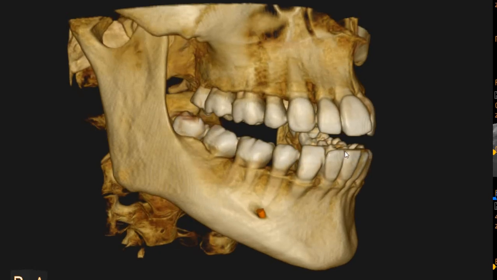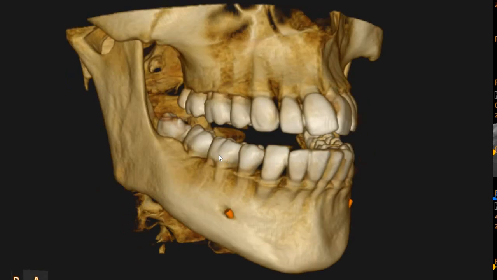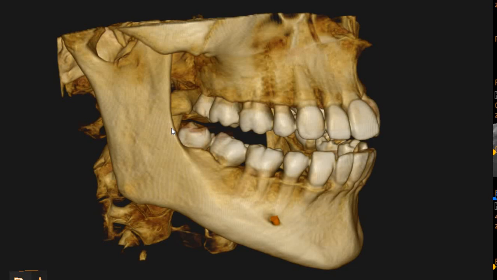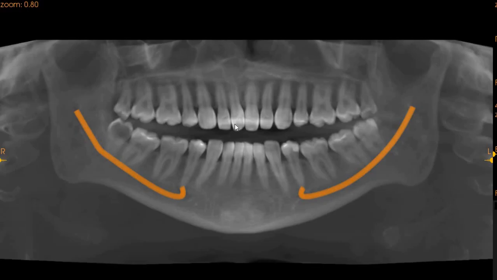This is the CBCT full mouth of the patient that you had requested. The area of interest highlighted is the lower right wisdom tooth and the association of this tooth with the inferior alveolar nerve. Now, on a panoramic view, we can see that the inferior alveolar nerve is in very close approximation to the roots and the apex of the lower right third molar.